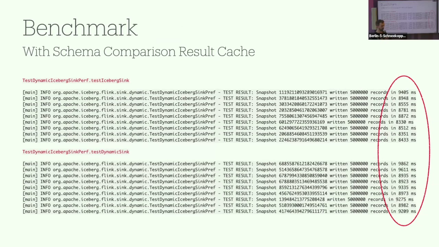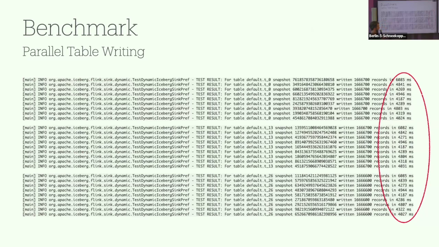And also caching the schema comparison results, because comparing schemas is sort of expensive. We do it on a per record basis. That is also good. And there's also a benchmark to write to multiple tables. What we've seen there is if you write to a very small number of tables, because of the way we distribute the writes in the Flink cluster, there can be some clustering for a low number of tables.